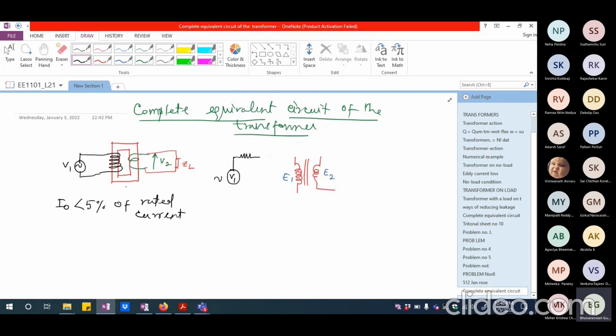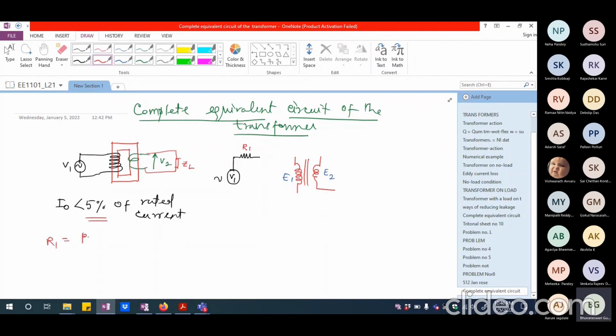That's one thing. And the second thing is I'm going to have only 5% of rated current, I'm saying during the no load condition. So the drop is going to be really, really minimal under no load condition. But I don't want to completely neglect it. That is the reason why I'm showing this resistance. So let me call this R1.